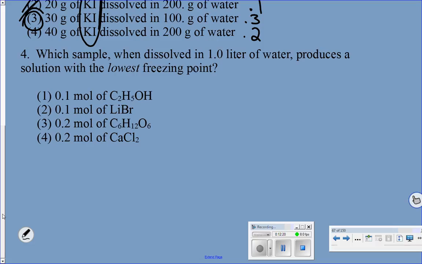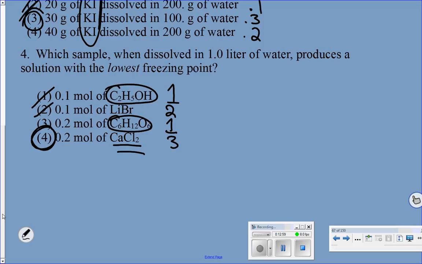Which sample, when dissolved in 1 liter of water, produces a solution with the lowest freezing point? So we want something that's going to break into the most ions. This is an alcohol. This is the same side of the staircase, so this only gives us 1 particle per mole. Lithium bromide is opposite side. It'll break into Li and Br. That's 2 particles per mole. Same side of the staircase. That again is going to be 1 particle per mole. And our calcium chloride breaks into 3 ions, or 3 particles per mole. So the first two have low concentrations, so we get rid of those. The second two have higher concentrations, and also the calcium chloride will give me the most particles, therefore making my answer choice 4.